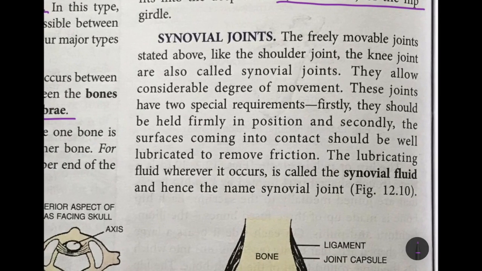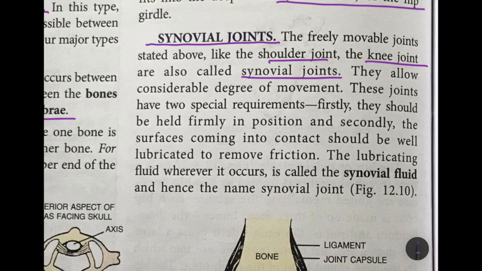The next type of joint that we have in our body is known as synovial joints. It is not actually different; these are joints like the shoulder joint and the knee joint, which show maximum movement, and these joints are known as synovial joints. Why? Because they have a lubricating fluid inside them, which is known as synovial fluid.